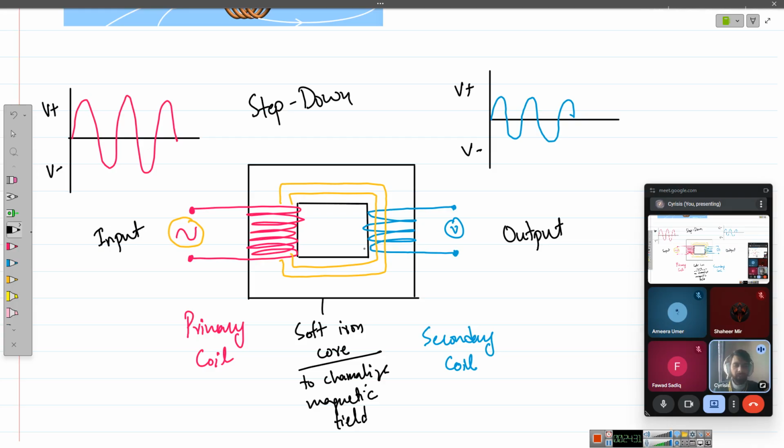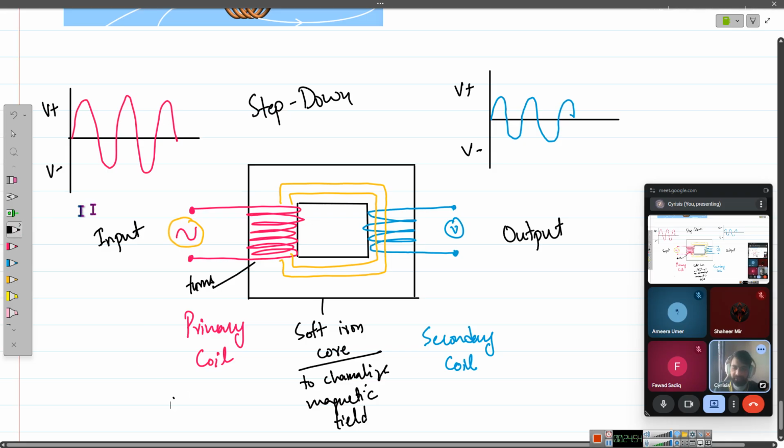If the magnetic field goes out of this, then definitely we will lose some of the energy. But that is the very purpose of using this soft iron core, that it transfers all of this from primary into secondary. So let's call the number of primary turns Np and secondary turns Ns. These are called primary and secondary turns.